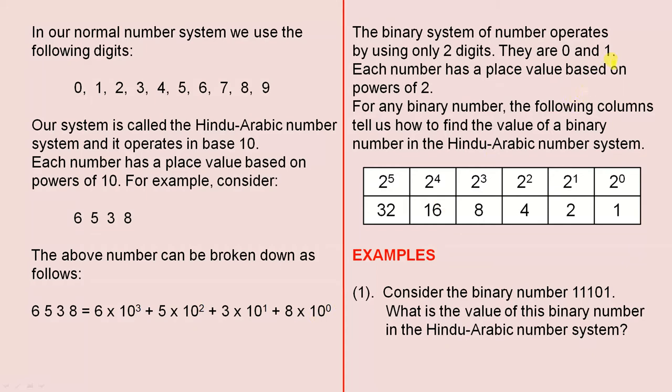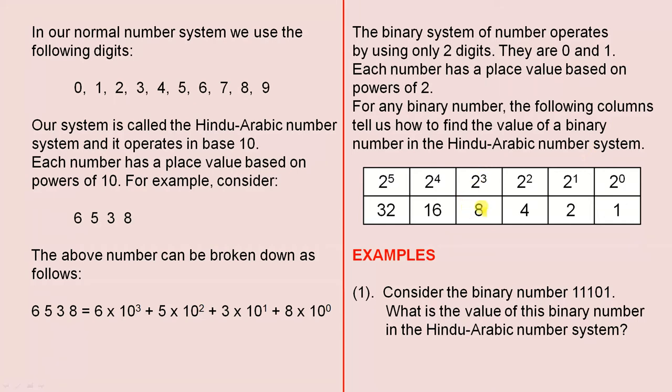The binary system of number operates by using only two digits. They are 0 and 1. Each number has a place value based on powers of 2. For any binary number, the following columns tell us how to find the value of a binary number in the Hindu-Arabic number system.